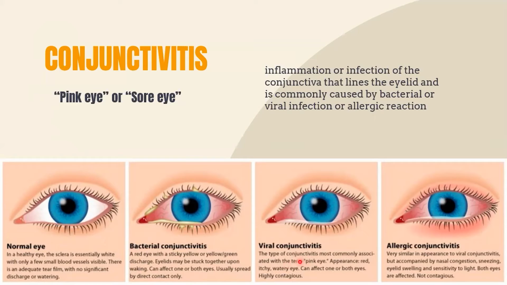While your viral conjunctivitis is the type of conjunctivitis most commonly associated with the term pink eye or sore eyes. This has a red appearance, this is itchy and watery. This can affect one or both eyes, and this is highly contagious.